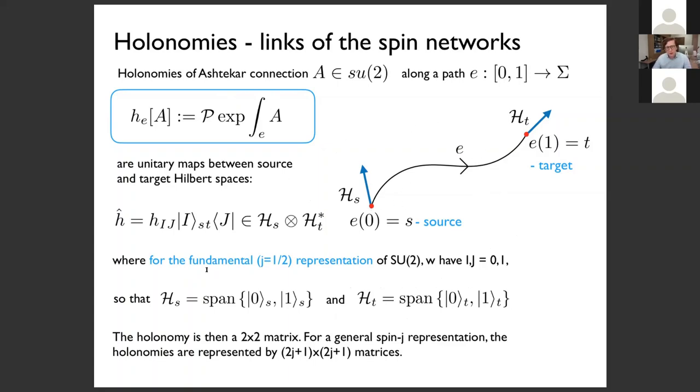And depending on whether you have spin 1/2 or higher representation of the SU(2) group, you will have a map between the Hilbert spaces of a different dimension. So in case you have a spin 1/2 representation, the so-called fundamental representation of the SU(2) group, you are mapping between two qubit Hilbert spaces, so between two two-dimensional Hilbert spaces. In general, if you have a higher representation, you map between 2j plus 1 dimensional Hilbert spaces. Here in my talk, I'm going to focus mostly on the fundamental representation for simplicity, actually. But you have to keep in mind that in general, we can go beyond that.